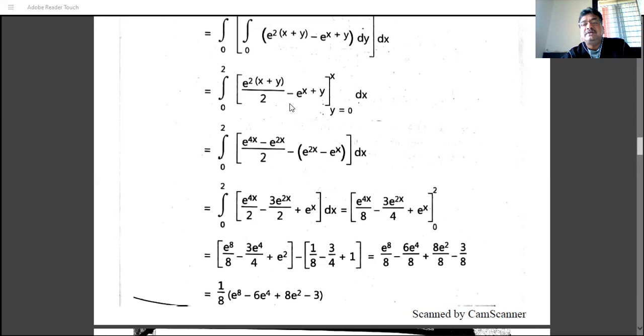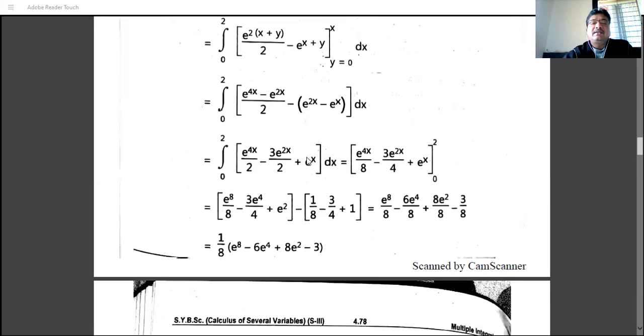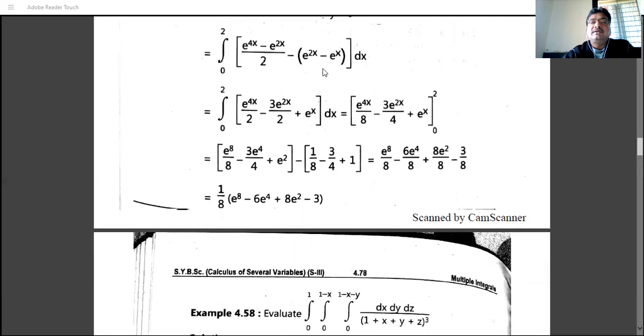So e raised to 2x by 2, here write by 2, minus e raised to x. And then its simplification: e raised to 4x by 2, minus e raised to 2x, and this minus e raised to 2x by 2 becomes minus 3 by 2 e raised to 2x, and then plus e raised to x. Here write divide by 2, and here is the change.